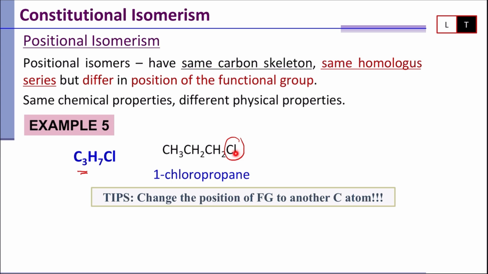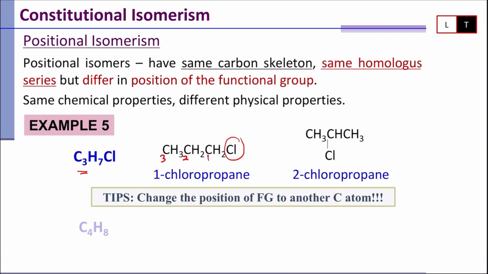Dia change daripada first carbon, maybe dia akan pergi kepada next carbon to it. So right now kita ada first carbon, ada Cl. So dia akan pergi kepada next carbon iaitu maybe carbon number 2. So it becomes like this one. Dan ini namanya 2-chloropropane. So itu adalah cara awak nak draw a pair of isomer untuk positional isomer.